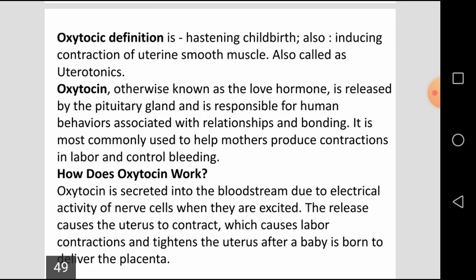How does this oxytocin work? Oxytocin is secreted into the bloodstream due to electrical activity of nerve cells when they are excited. The release causes the uterus to contract, which causes the labor contractions and tightens the uterus after a baby is born to deliver the placenta.